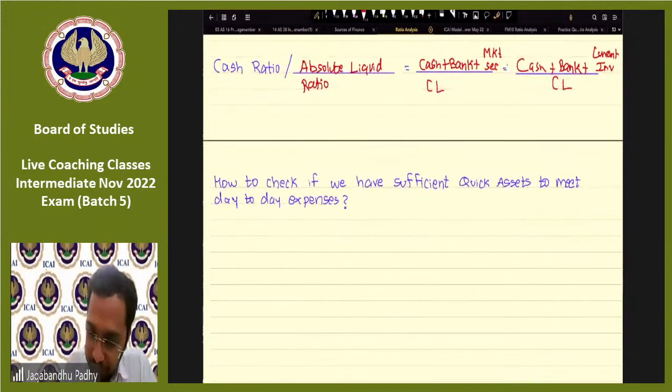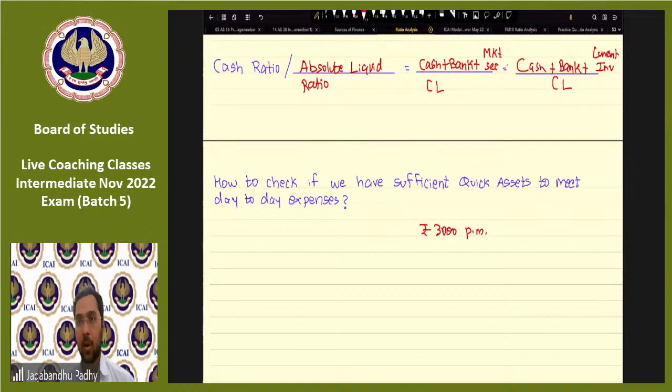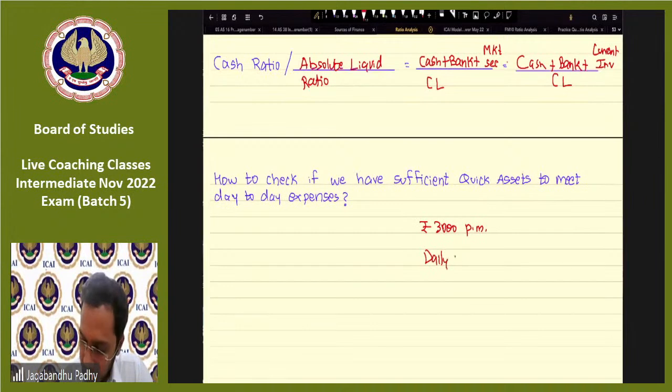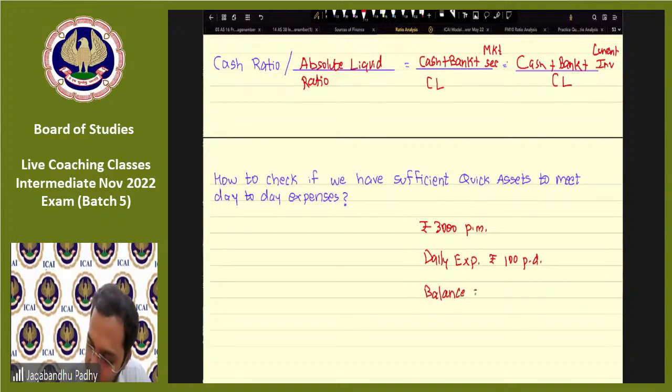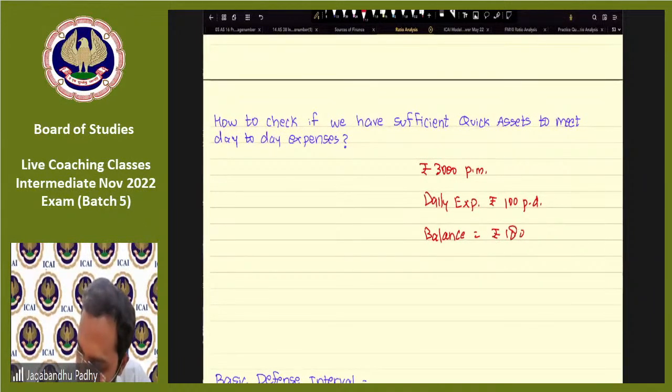So let me give an example. Let's say you have pocket money of 3,000 per month. Now, if I tell you that this has to be used over a certain time period, and you say that on an average, your daily expense is rupees 100 per day. But if I tell you that the balance available with you in your wallet is rupees 1,800, you've got 1,800 as balance in your wallet.